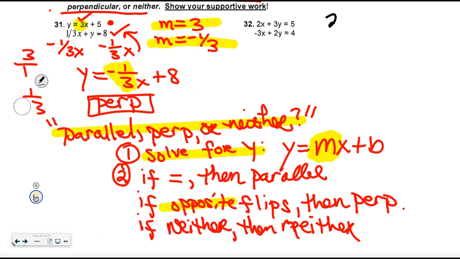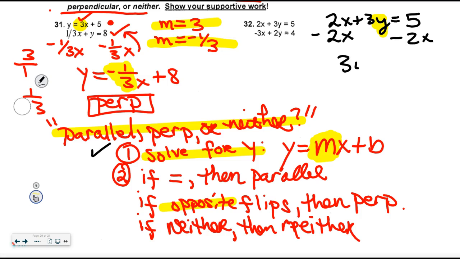So I'm going to write the 2x plus 3y equals 5 over here. And I need to solve it for y. So we're going to follow this step. I need to get rid of the 2x. It's positive, so I'll subtract it. I'm going to add up this way and say negative 2x plus 5. Or you could say 5 minus 2x.